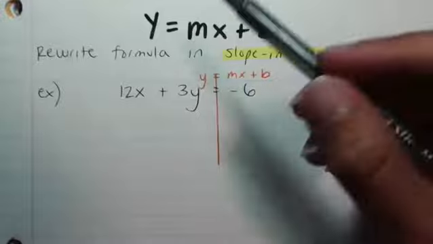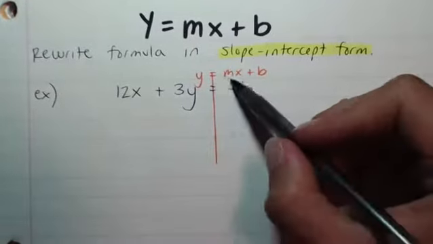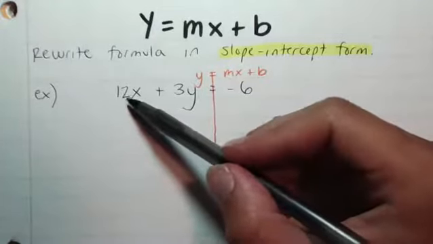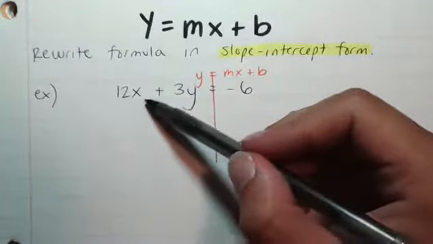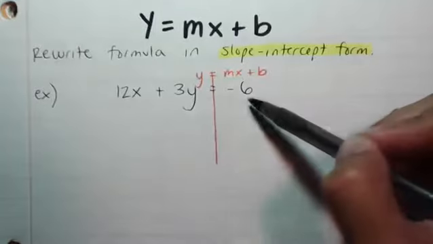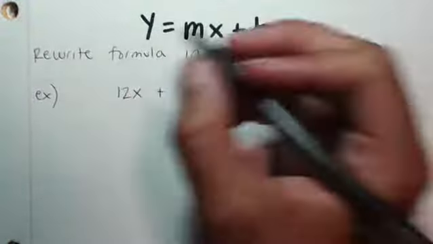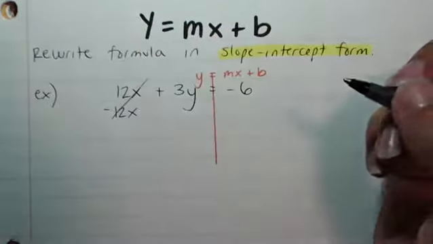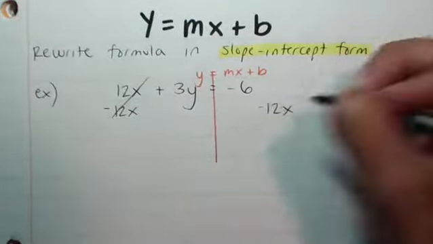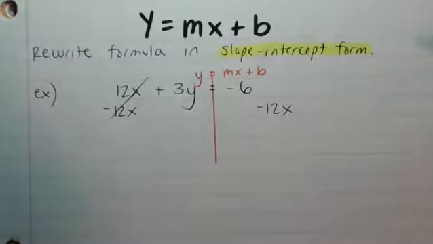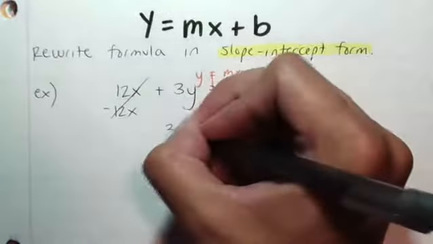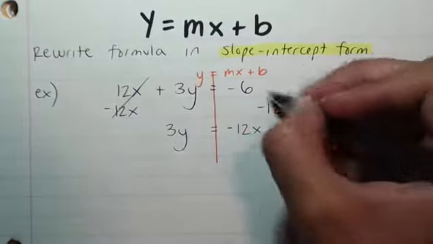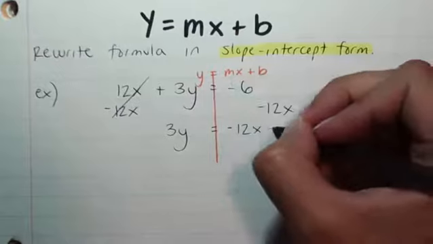So right away I notice the mx matches up with the ax very well. I want to get the x variable on that right side. So to get rid of that x variable, I'm going to take away 12x on the left, and I'm going to take away 12x on the right, which leaves me now with 3y is equal to negative 12x, I put the x first because of the mx, minus 6.